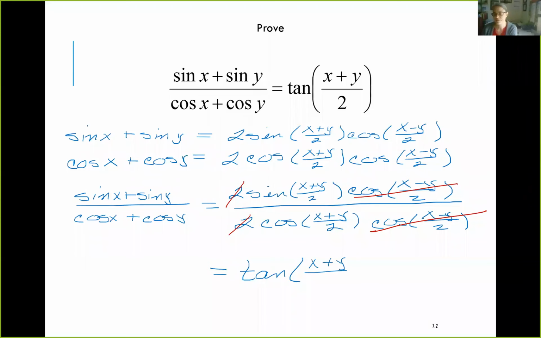And look at that, it's true. The sum of the sines of two angles divided by the sum of the cosines of two angles is equal to the tangent of half of the sum of the angles. Good work.